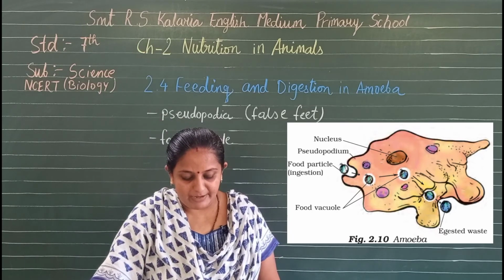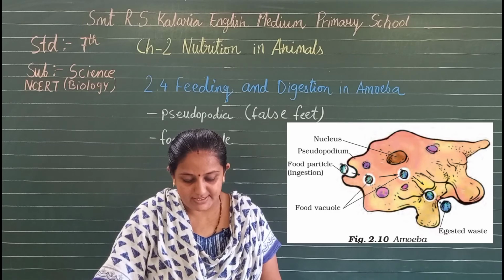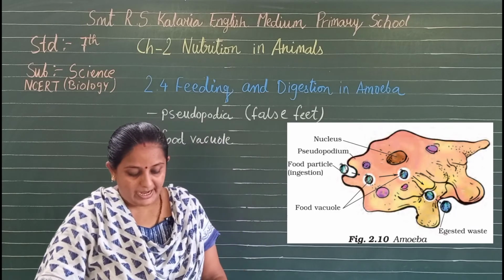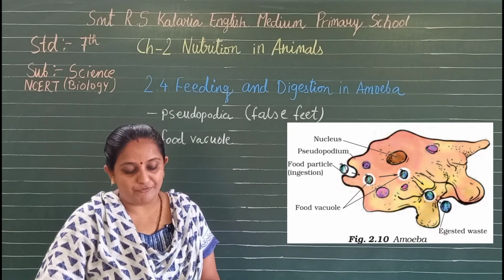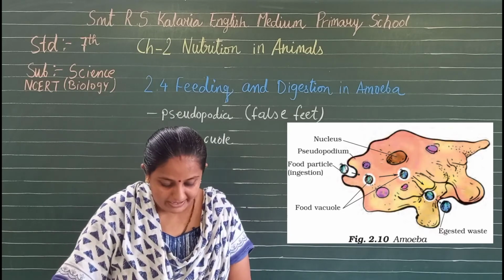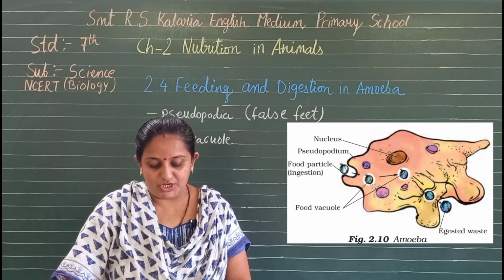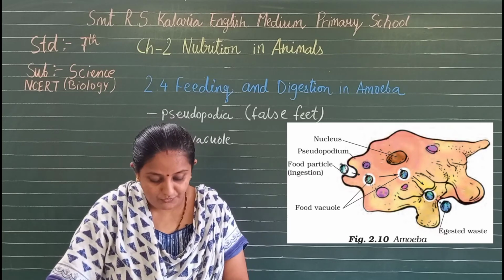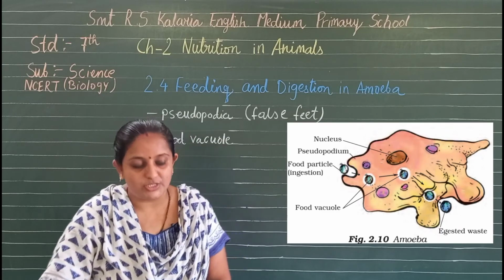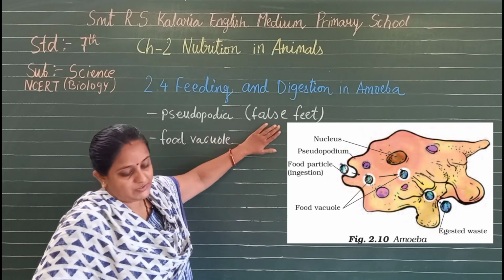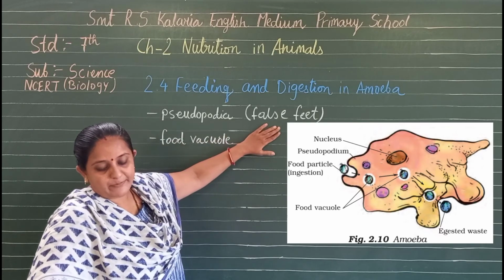Now amoeba has a cell membrane, a rounded dense nucleus, and many small bubbles like vacuoles. You can just see in the picture, and in its cytoplasm we can see the different organelles, vacuoles are there. Amoeba constantly changes its shape and position. It pushes out one or more finger-like projections, which we can say pseudopodia, or false feet, which helps in the capture of food.